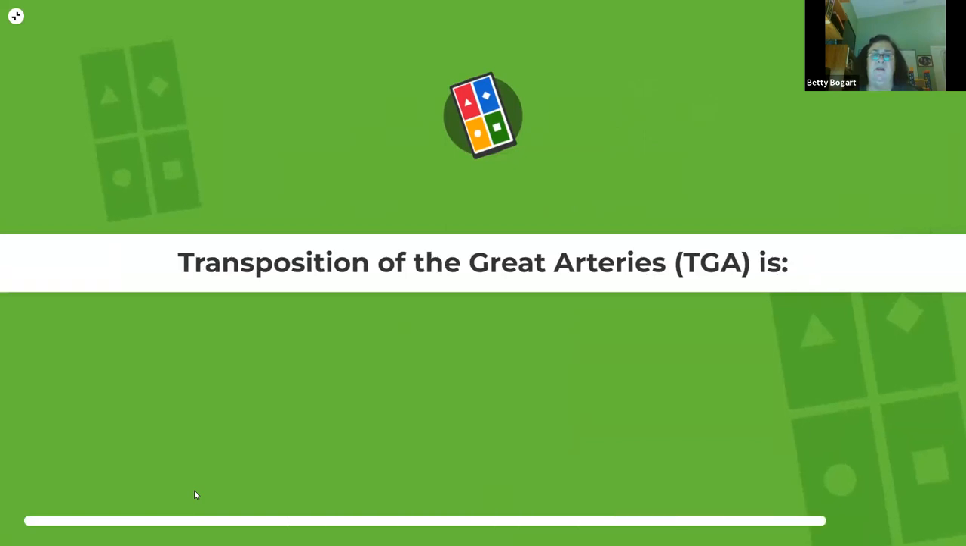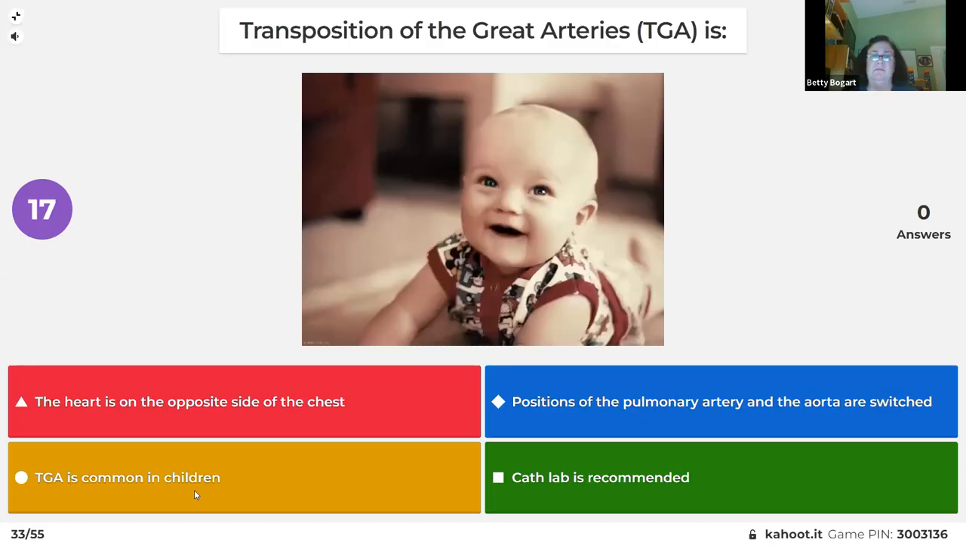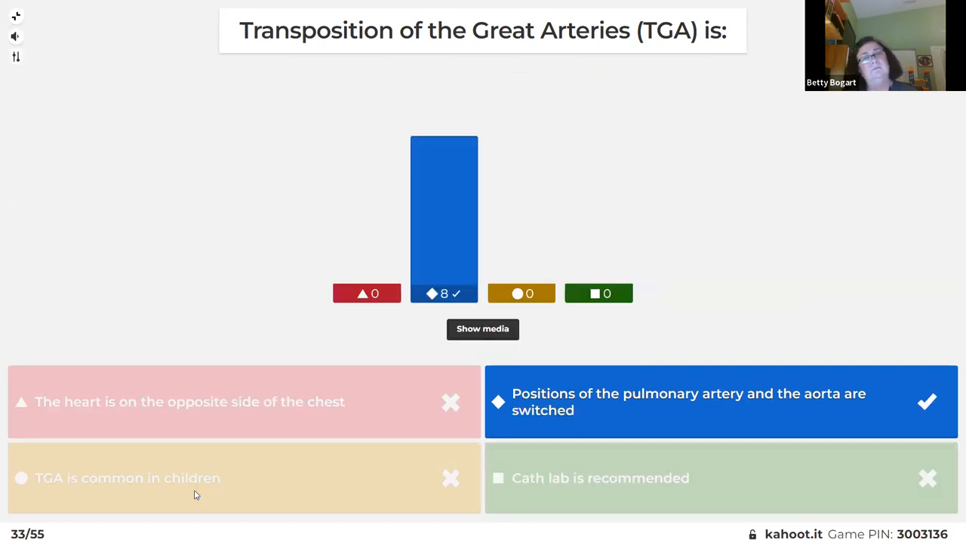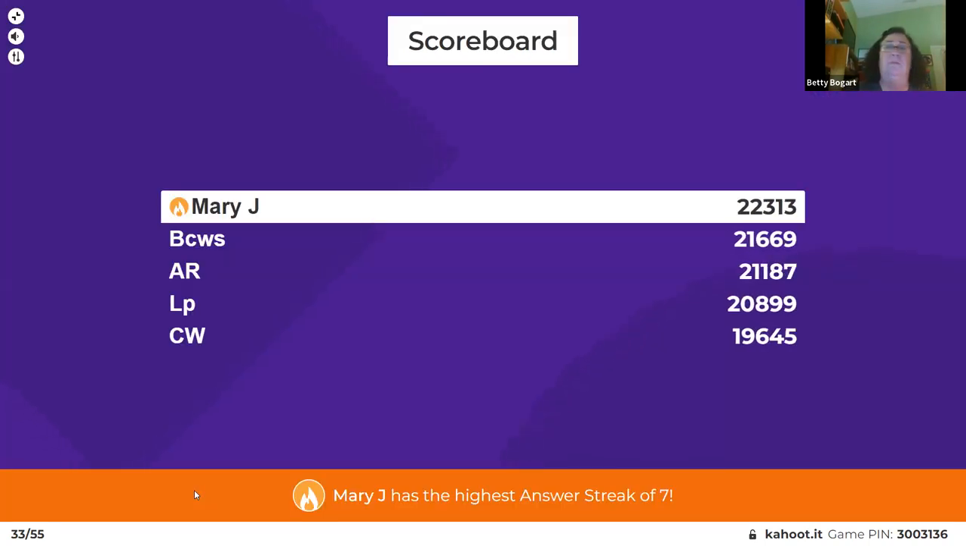Transposition of the great arteries is what? What are the great arteries of the heart? And it is the positions of the pulmonary artery and aorta are switched. The heart on the opposite side is called dextrocardia, which is something completely different. I don't even get into that for you, but I just let you know.